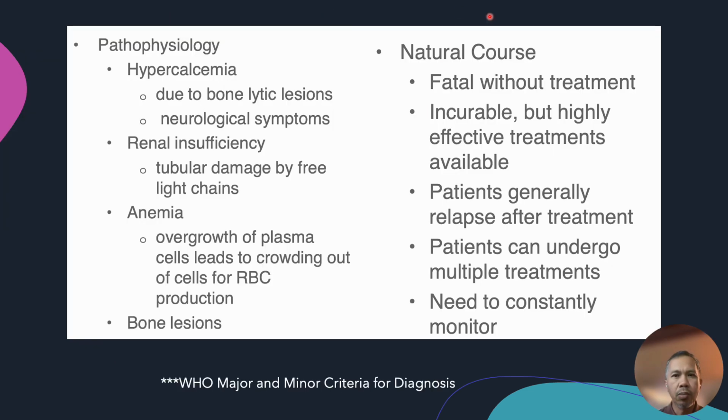The pathophysiology of myeloma: if you have multiple myeloma, you will have multiple lytic lesions due to hypercalcemia. You will have hypercalcemia because there is increased osteoclastic activity causing an excess production of calcium. So automatically it causes your hypercalcemia. In patients with multiple myeloma, you will have renal failure eventually. This is because of the kidney tubular damage inflicted by the free light chains. You will also have anemia. This is brought about by the overgrowth of plasma cells over the RBCs.